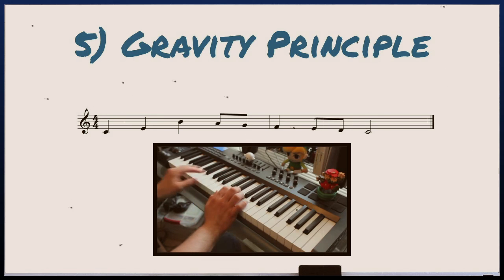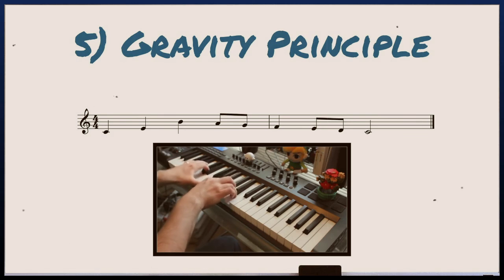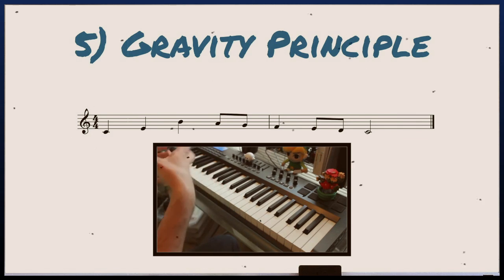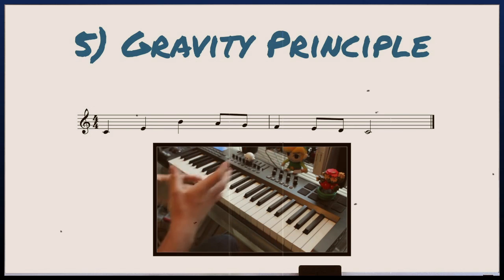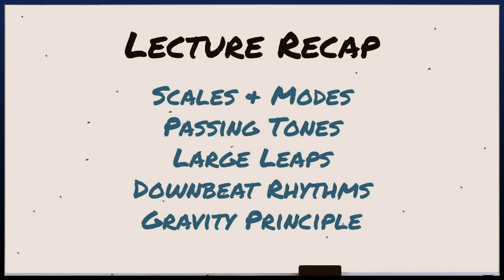and when you pair that with harmony, it makes for a nice sounding melody because we went somewhere, we came back, and it had a nice finality to it. So to recap, we learned about common techniques for writing effective melodies. These include scales and modes, passing tones, large leaps, downbeat rhythms, and the gravity principle.